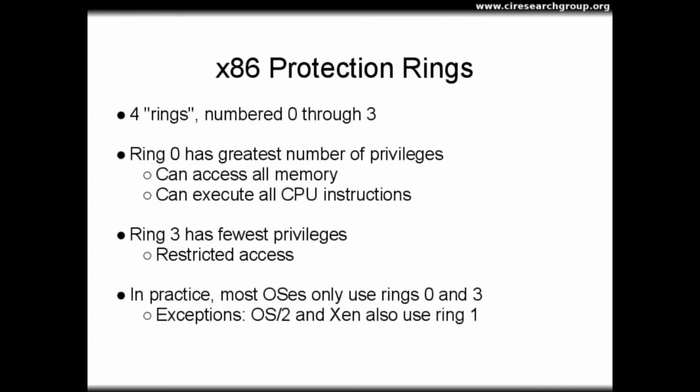On the Intel-based systems, x86 and x86-64 systems, there are actually four modes available. These are implemented by what are known as x86 protection rings, which consist of four privilege levels numbered 0 through 3. Ring 0 has the greatest number of privileges. Code executing in ring 0 can execute any instruction that the CPU provides and can access all memory. Ring 3 has the fewest privileges. All the instructions are restricted to the set of instructions that are relatively safe. In practice, most operating systems actually only use Ring 0 and 3. OS/2 and Xen are the notable exceptions that make use of Ring 1.